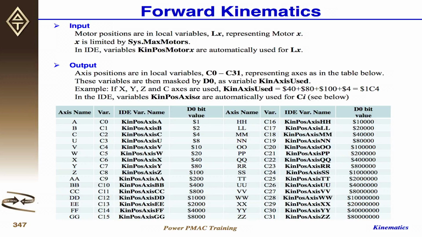And this is in local variable Lx. X is like 0, 1, 2, 3, 4, 5, up to 31. But this x is limited by this structure. It's system max motors. This number is usually set to the minimum number of motors you want to use. The reason for that is Power PMAC can actually control up to 256 motors at the same time. For synchronized motion, which is in the same coordinate system, it is 32 motors in one coordinate system.